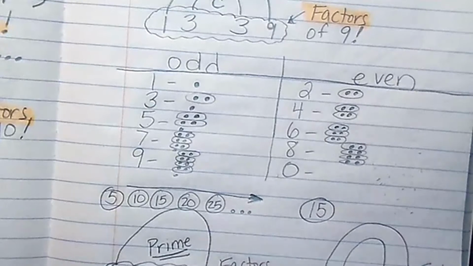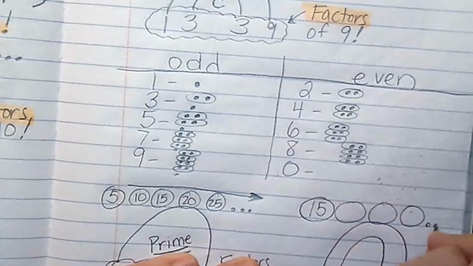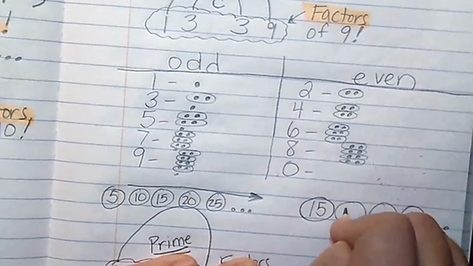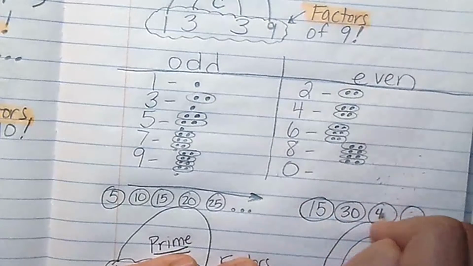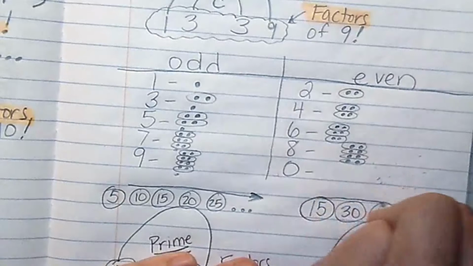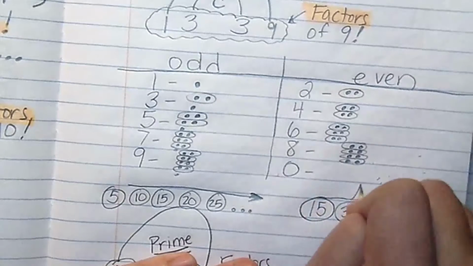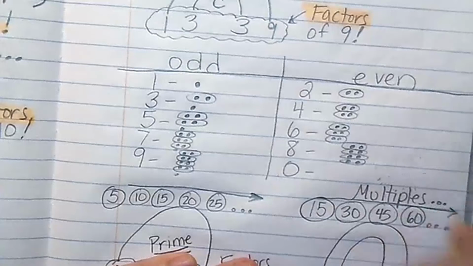There's a set number of factors. There are no more factors. But we could skip count by 15s all the way till I ran out of room in my notebook. 15 plus 15 is 30, plus 15 is 45, plus 15 is 60, and so on, because these are the multiples. And the multiples go on forever.